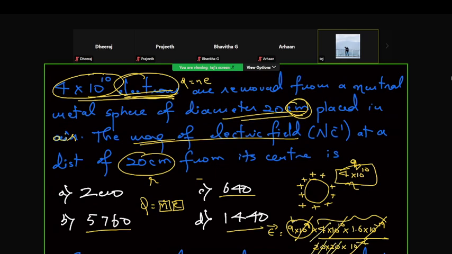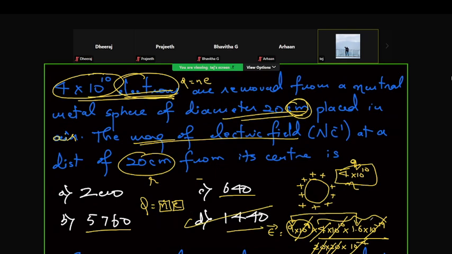4 went off. 9 into 1.6, bro. 16 into 9 is 144. D is the answer. Now don't ask me, sir, how is it 1440? Obviously, 16 into 9 is 144. Is there any other option near it? No. So the answer will be 1440. Will you sit and cross check? You should not. Will you cross check the 10 power? It is not there in the options, which means I'm correct. So just keep doing it.